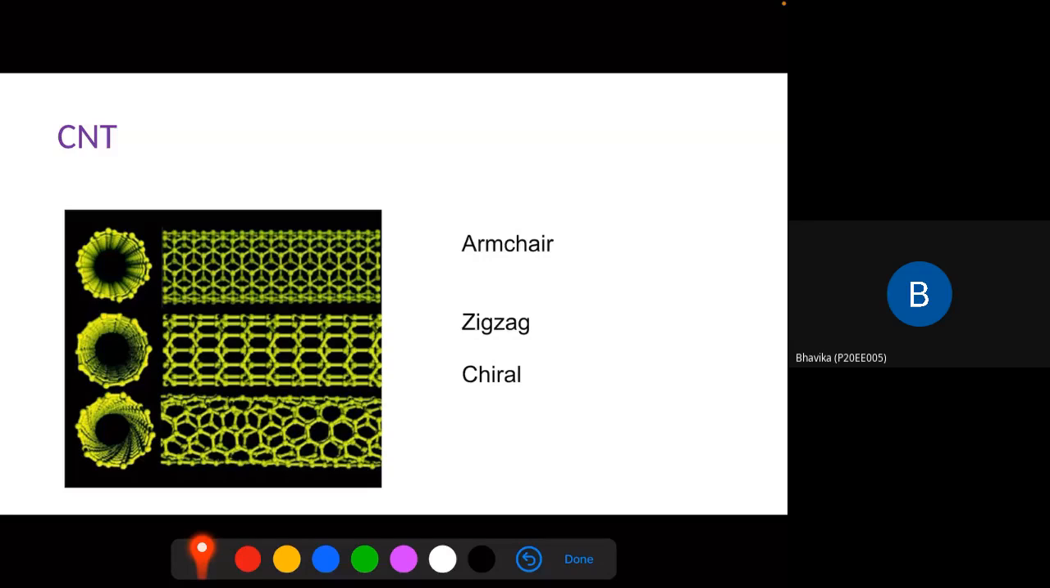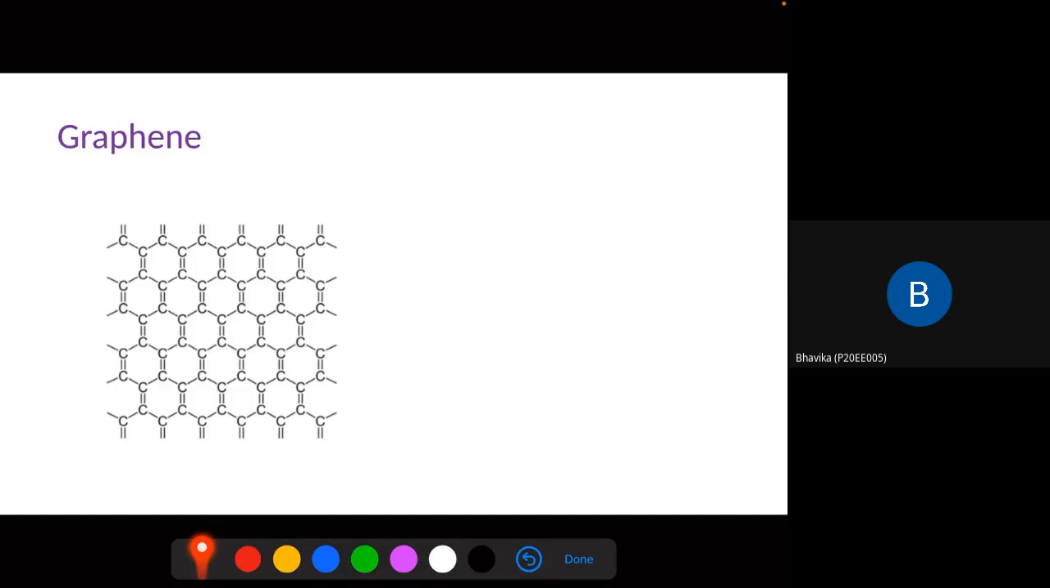Okay, so next we will consider just a little bit about graphene. Graphene is nothing but again a two-dimensional form.